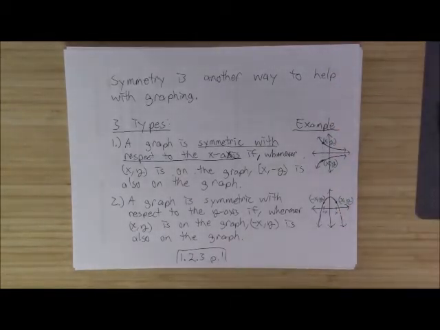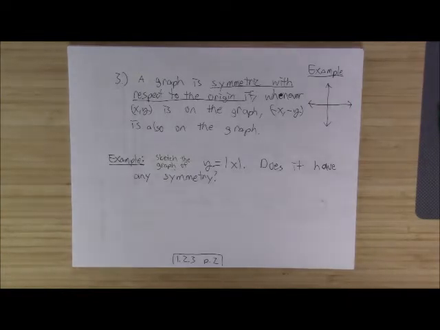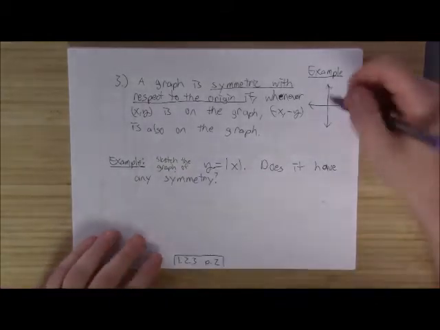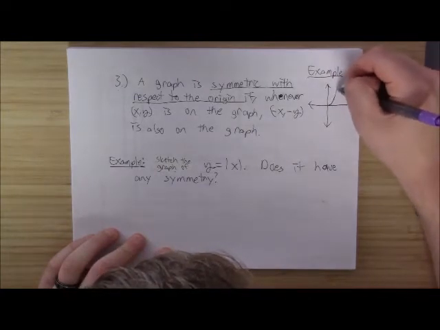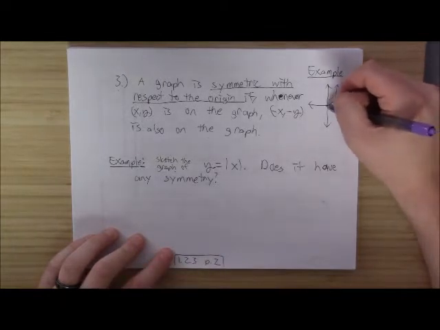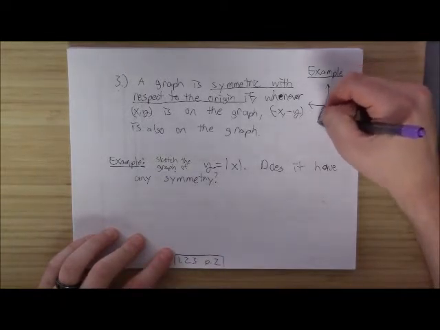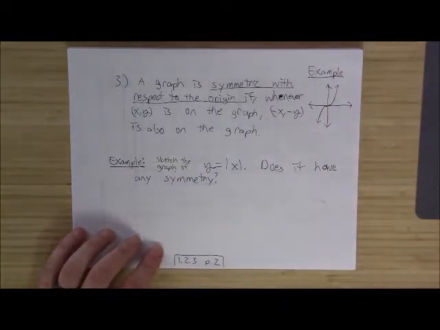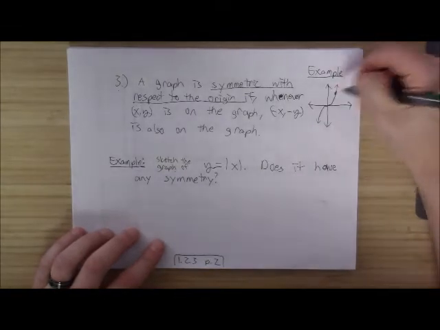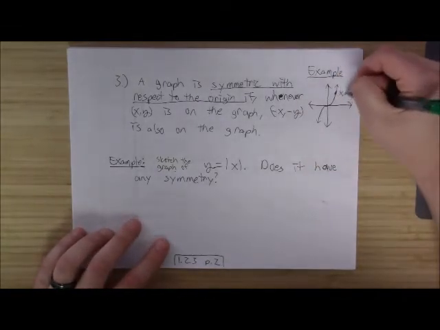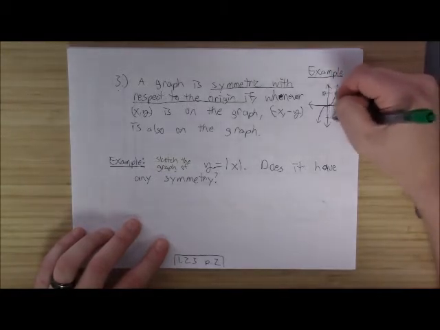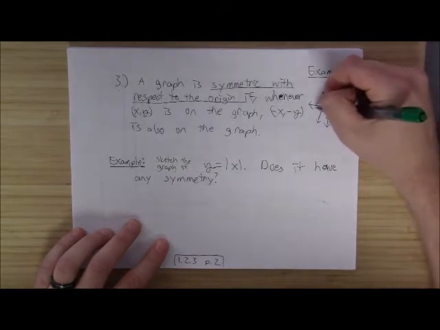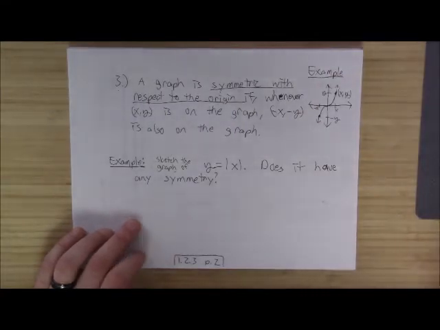Finally, there's a third type of symmetry, which is symmetric with respect to the origin. This one's a little harder to see. It almost looks like a rotational kind of symmetry. Namely, if you had something like this, for instance, symmetric about the origin would mean that it has a mirror image like this. If you were to rotate 180 degrees, it would give you that. Why is this? Symmetric about the origin says that if you have a point x, y, then you consider the point negative x, negative y, and that should also be on there as well.